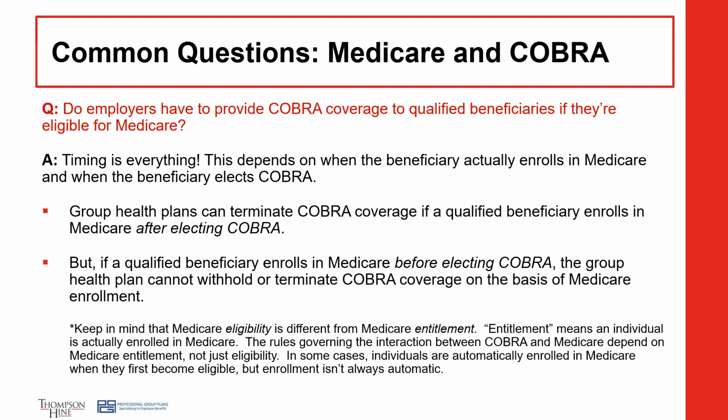Medicare eligibility is different. So simply becoming eligible for Medicare, simply turning age 65, doesn't trigger these rules. These rules are triggered only if somebody actually enrolls in Medicare.